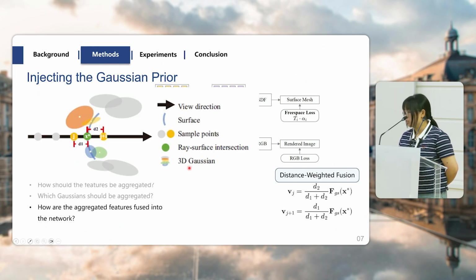Okay, in the figure, the black arrow is the view direction. The green point here is the intersection. The 2 yellow points are its nearest samples, and the colored ellipses are the Gaussians we use. Here, D1 is the distance from the first sample to the intersection, and D2 from the second. The closer a sample is, the higher its weight, exactly as expressed by the formula on the right.